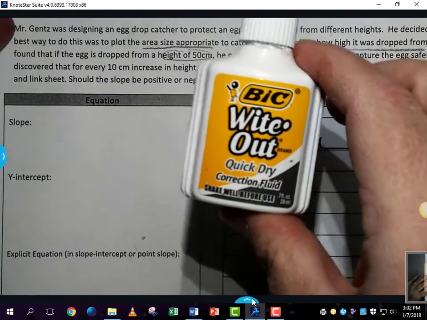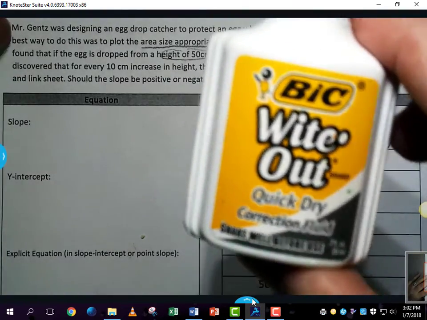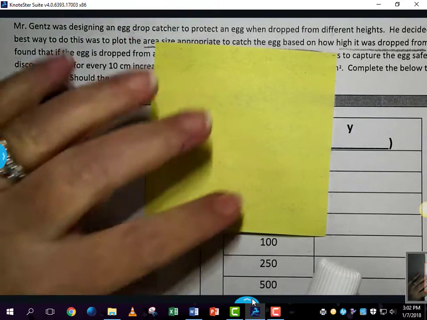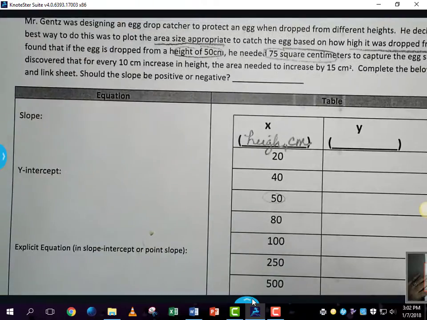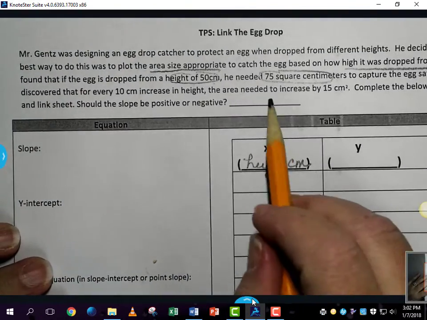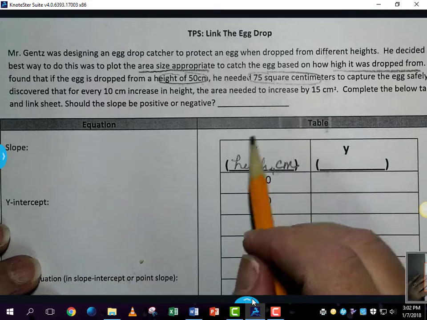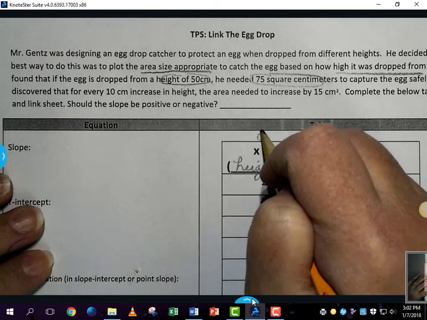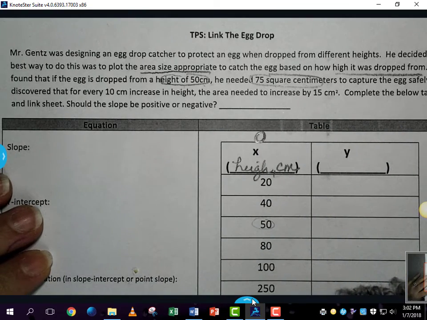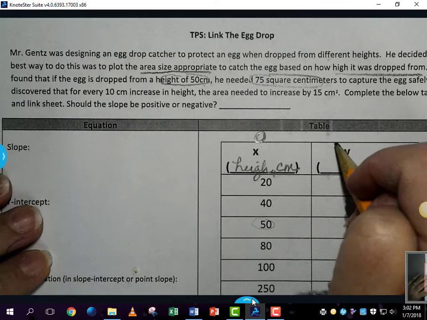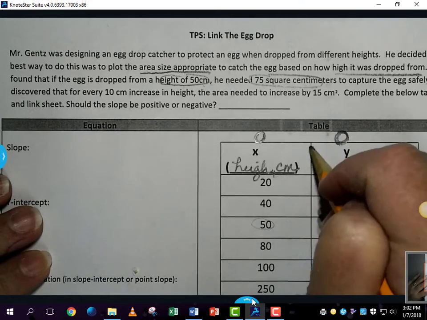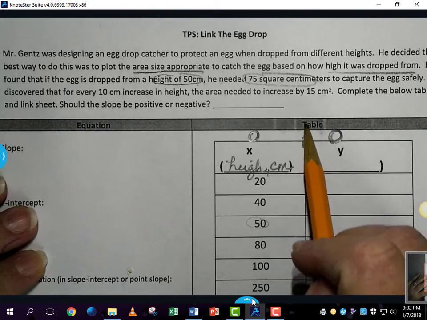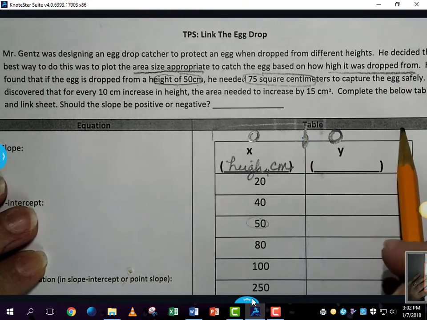When I put it down and I let go, it's not going to crack, right? But as soon as I start lifting up the egg, the size of my egg catcher, the area of it, needs to change. So, they give us that number. Also, we just discussed if the egg was on the table, which would be a height of 0, what does the area of the egg catcher need to be? Also 0, right? So we just grab some more data right there. That's in our table now.